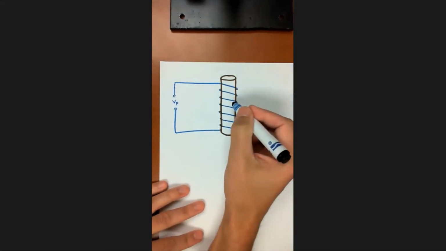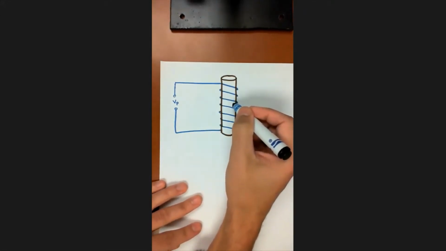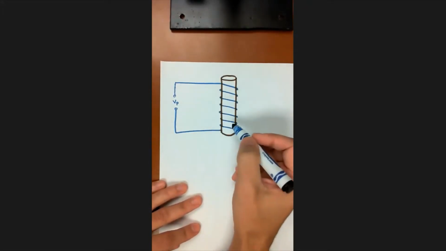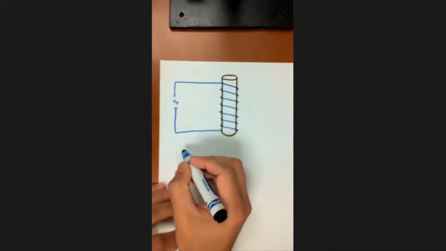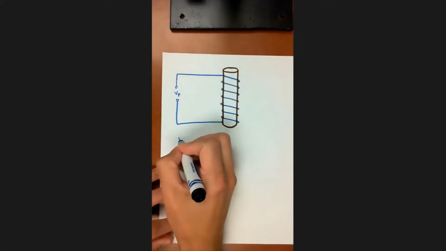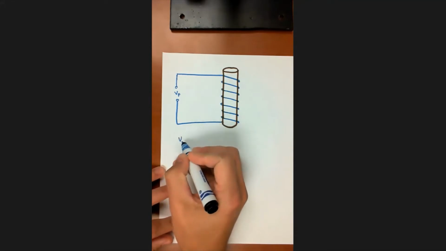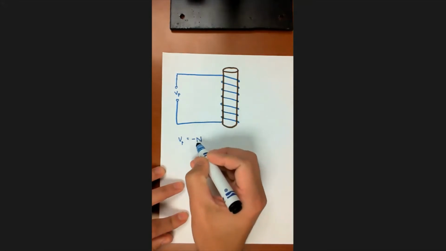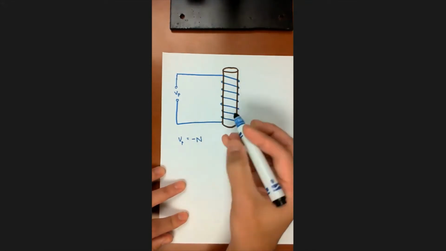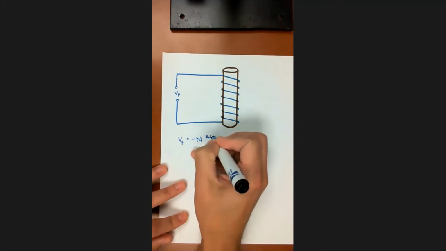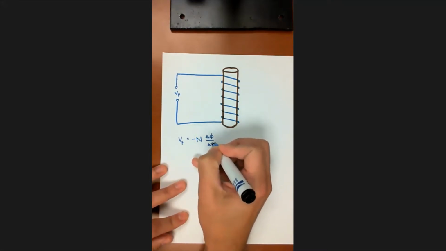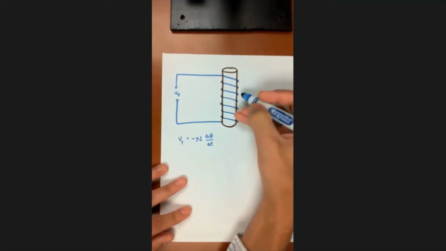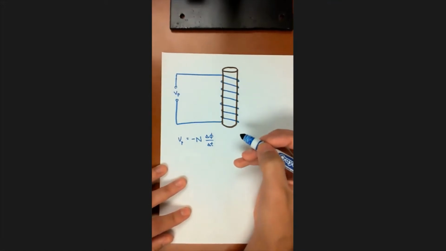So I want to write a relationship between the applied voltage and the magnetic field around here. And we already actually have one. We can actually use Faraday's law. So we can say that the voltage that's applied to the primary is equal to negative N, where N is the number of turns wrapped around here, times the change in magnetic flux per unit time. So this is the rate of change of the magnetic flux around this magnetic field. All right, so that'll work.